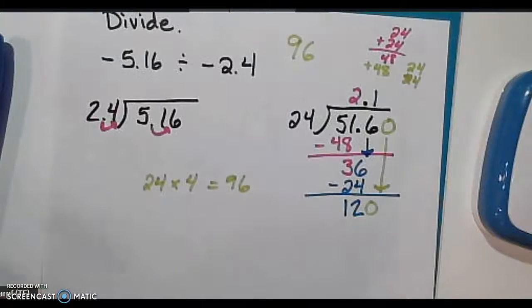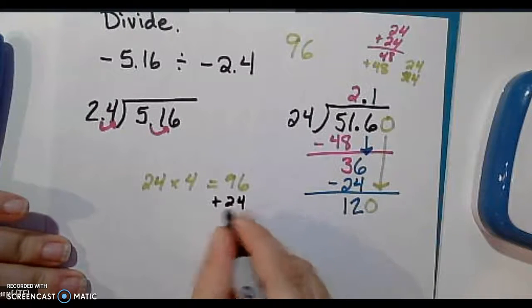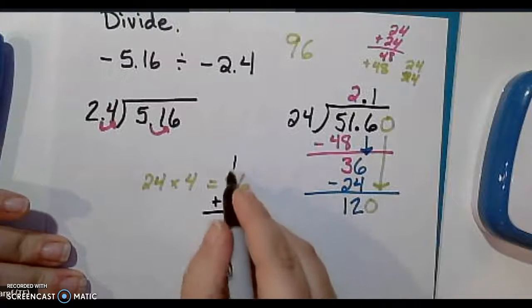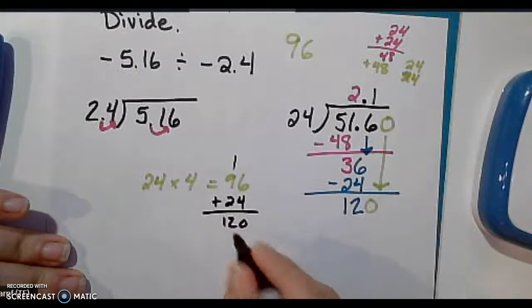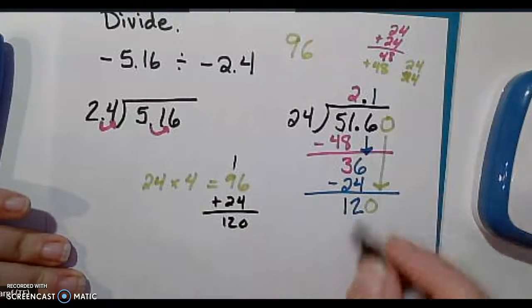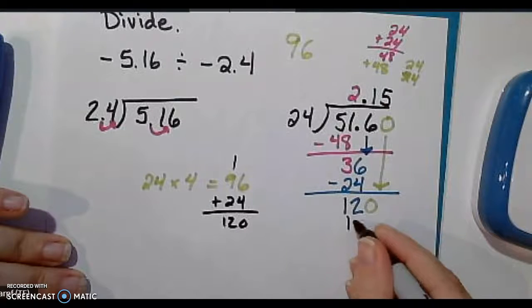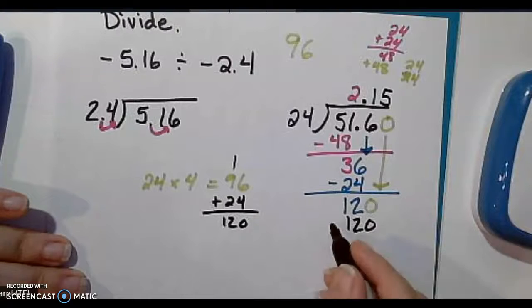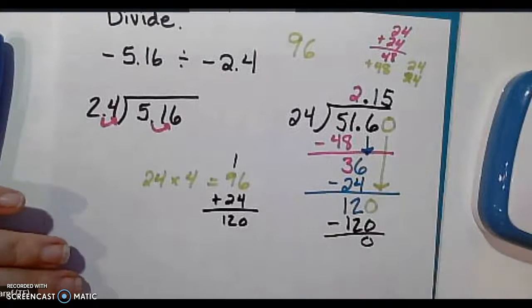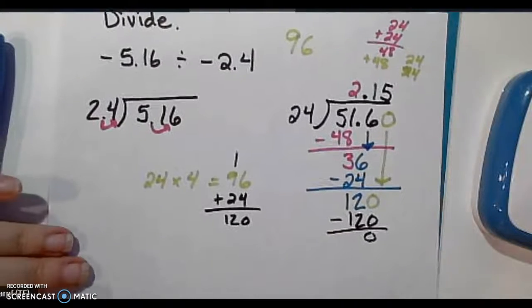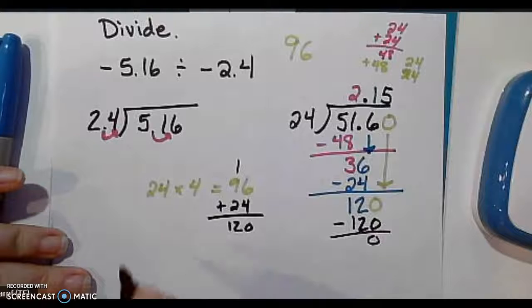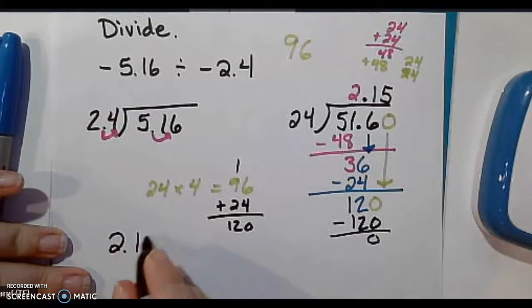Well, let's see if we can put another 24 in there. So I'm going to add 24 again. 9, 10, 11, 12. Oh, there you go. We got 120 exactly. So that was 5 of them. So here I'm going to take 5 times 24 is 120 exactly. Now we get 0. So now we're done dividing. And our final answer ends up being 2.15.